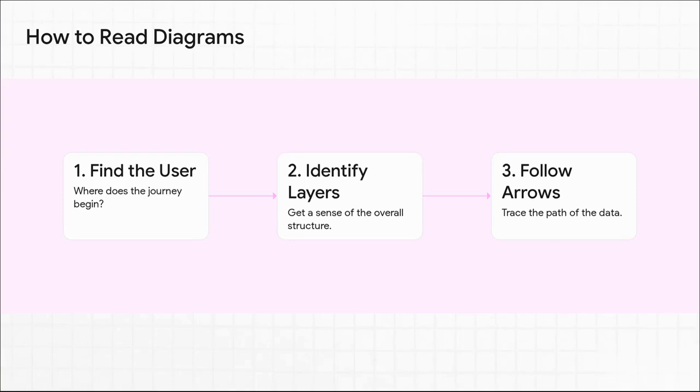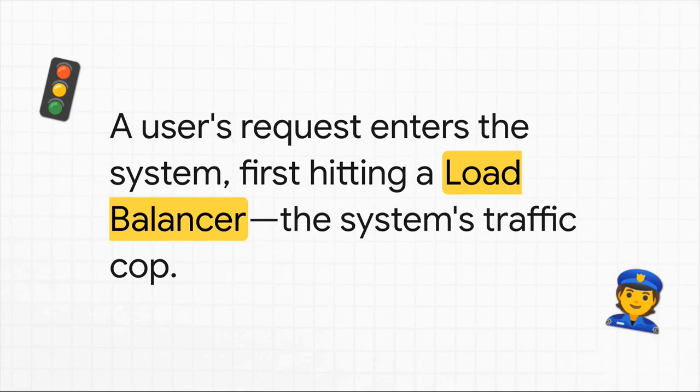Here it is. This is your simple three-step playbook for decoding any diagram out there, no matter how complicated it looks. Just always start right here. First, find the user. That's where the whole story begins. Second, spot the different layers to get the lay of the land. And third, just follow the arrows to trace the data's journey. That's it. Simple, right?